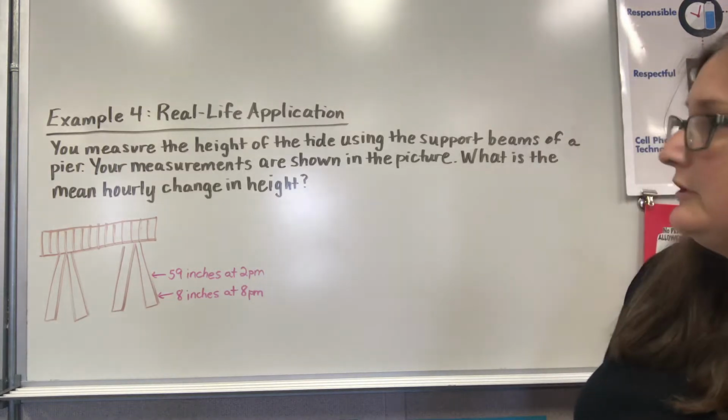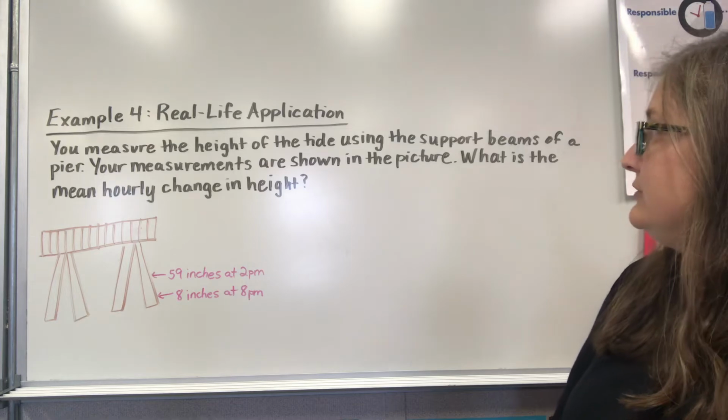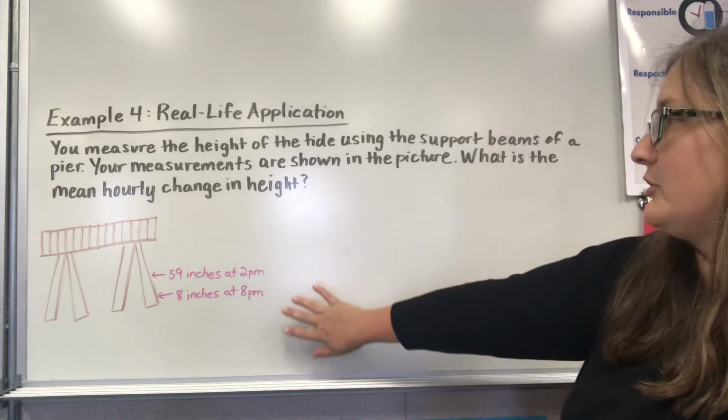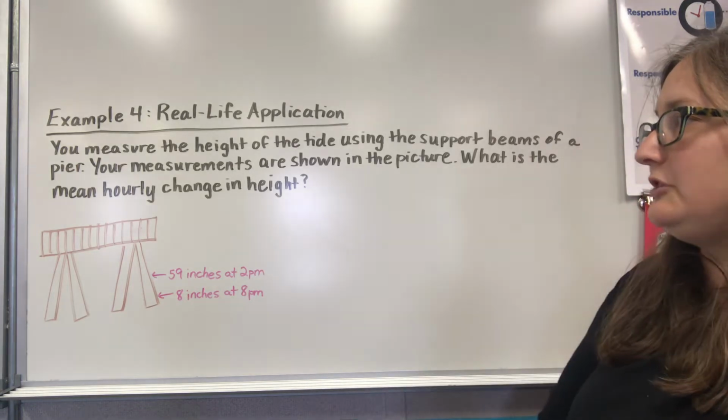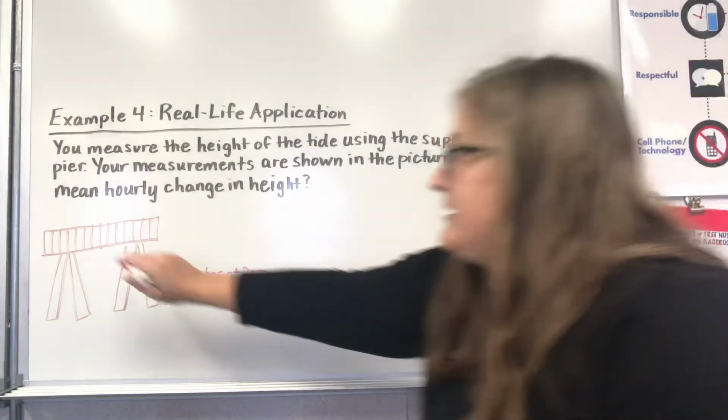Let's take a look at a real-life example. Here, you're measuring the height of the tide using the support beams on the pier. Your measurements are shown in this picture. What is the mean hourly change in the height? So a key word here is the mean.